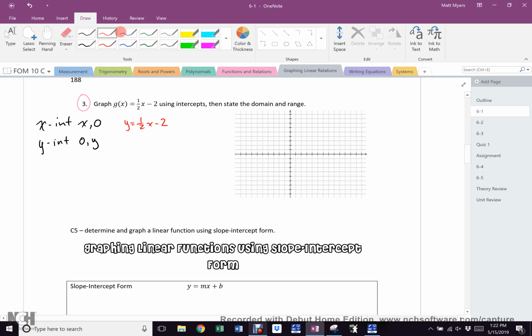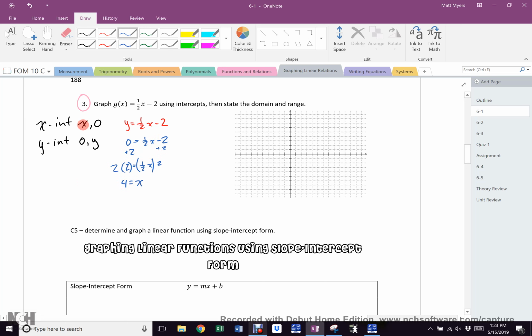So, 0 equals 1/2 x minus 2. Whenever we see one letter, our job is to do what? Isolate it. So I'm going to add 2 to both sides. 2 equals 1/2 x. How do I get rid of this divided by 2? Multiply by 2. What do I do to this side? Multiply by 2. And 4 equals x.